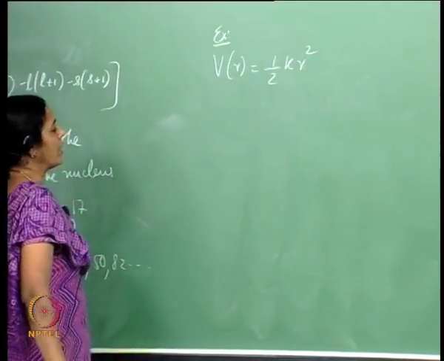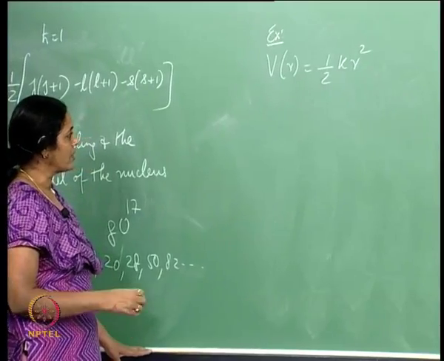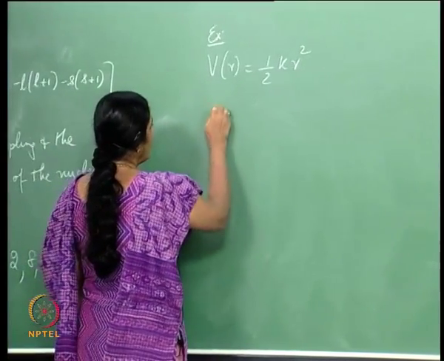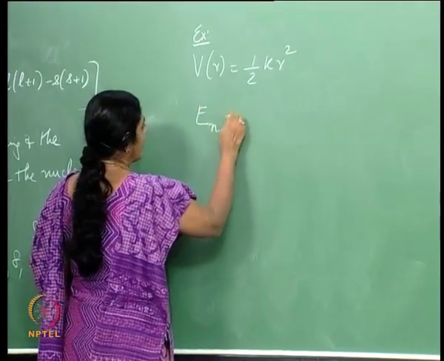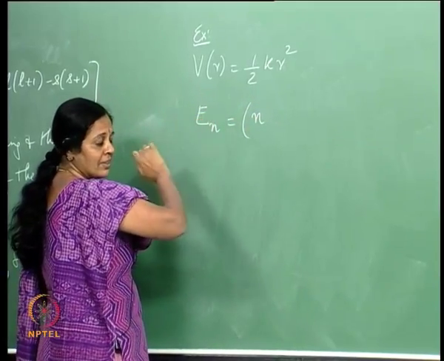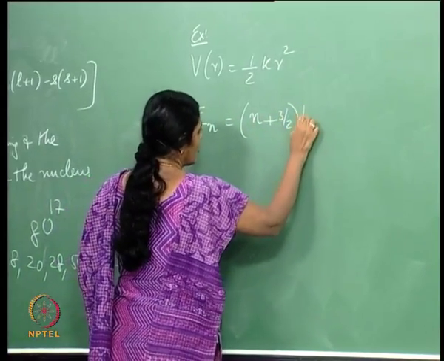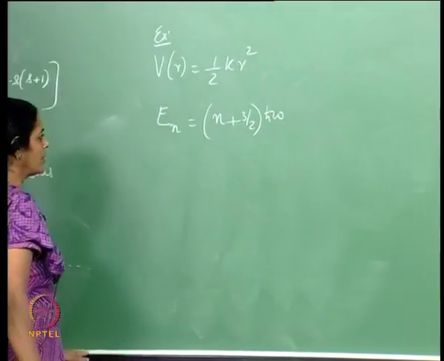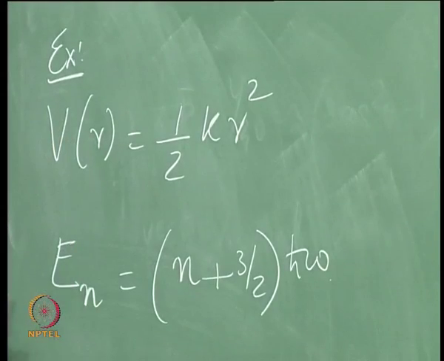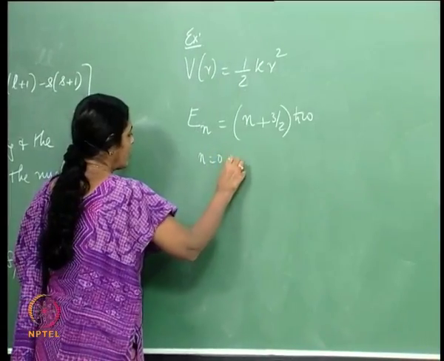So, I write half k r squared, where r squared is x squared plus y squared plus z squared. And therefore, it is clear what the energy eigenvalues would be. It is (n plus half) h cross omega for x, for y, and for z each. So, it is (n plus 3 by 2) h cross omega. So, these are the various energy levels, and n itself takes values 0, 1, 2, 3.